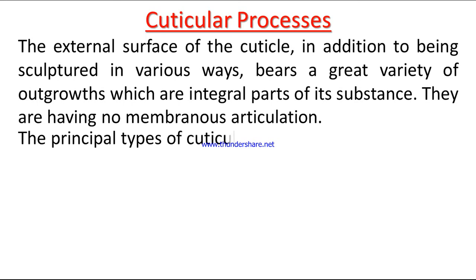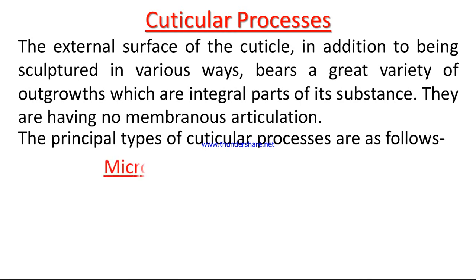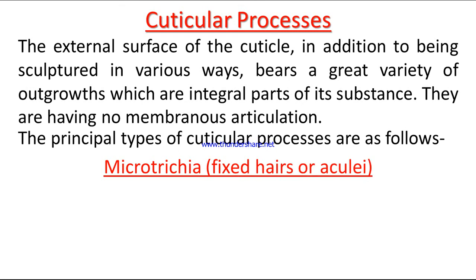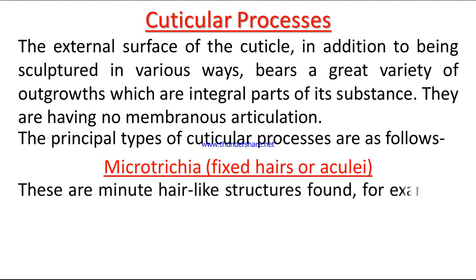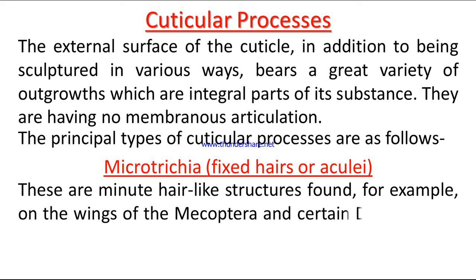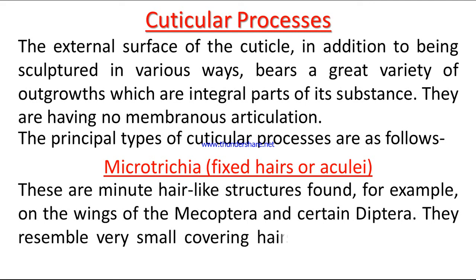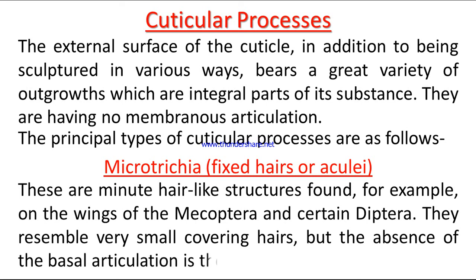The principal types of cuticular processes are as follows: microtrichia, fixed hairs or aculeae. These are minute hair-like structures found, for example, on the wings of the Mecoptera and certain Diptera. They resemble very small covering hairs, but the absence of the basal articulation is their distinguishing feature.